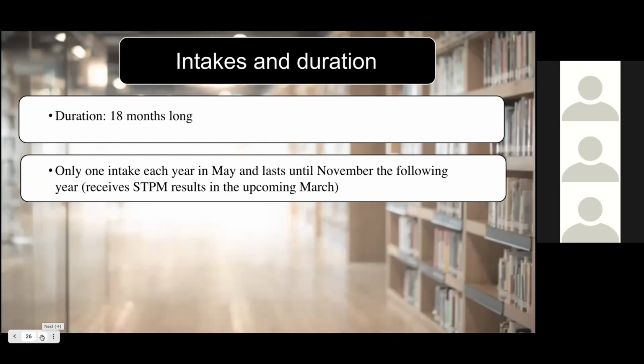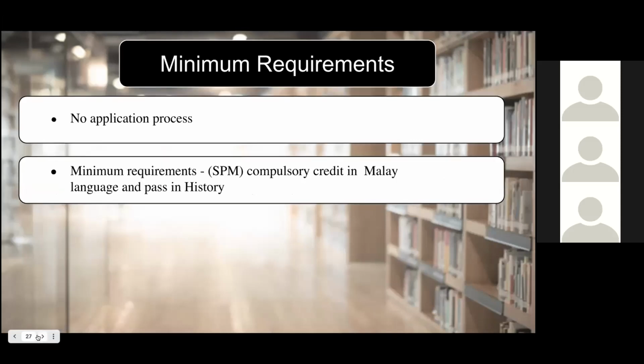Okay. Moving on to the next part, the minimum requirement. For STPM, they don't have any application process. You just need to have a compulsory credit in Malay language and a pass in history. If you have these two minimum requirements, you completely have your place to be one of the STPM students.